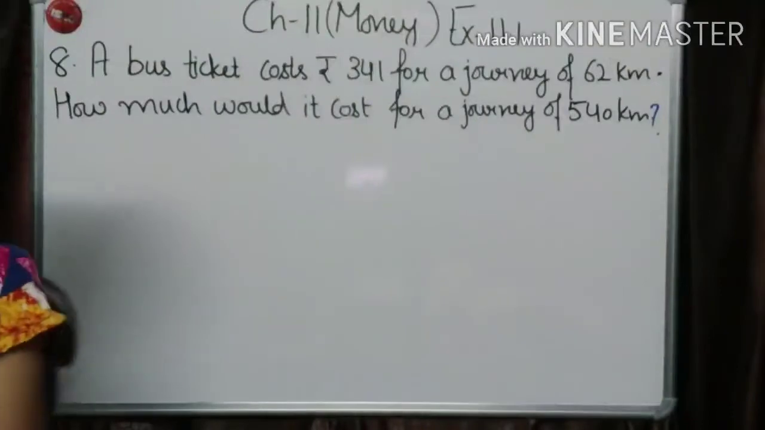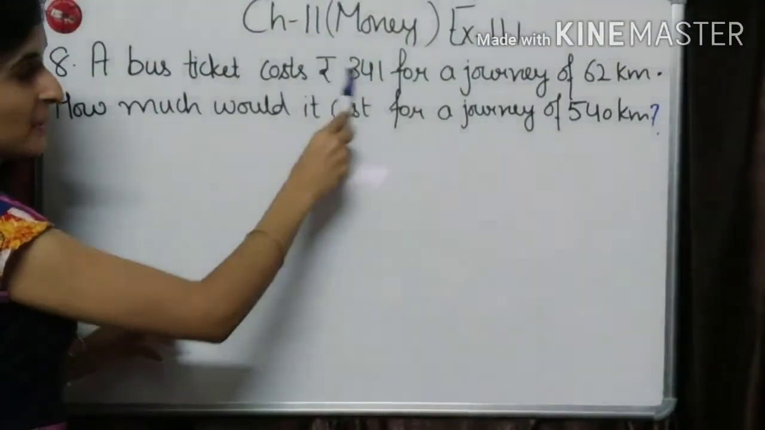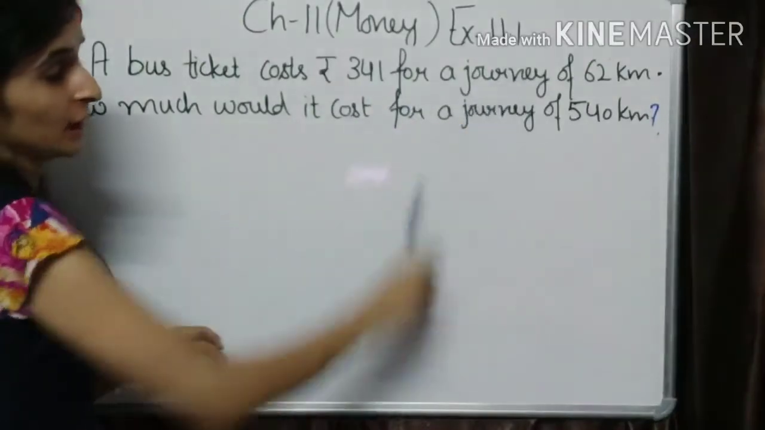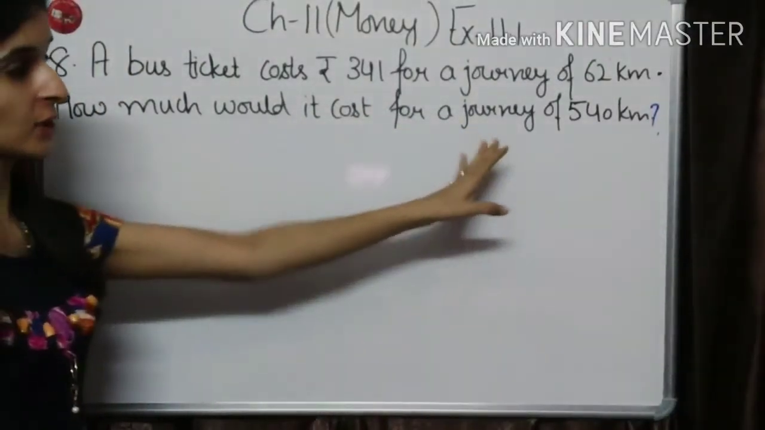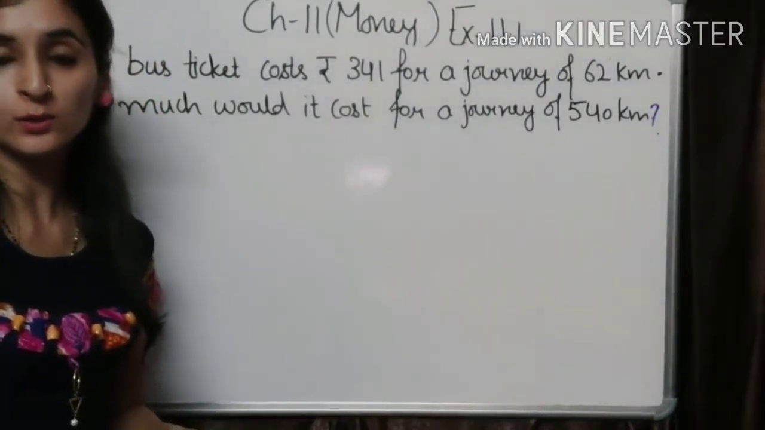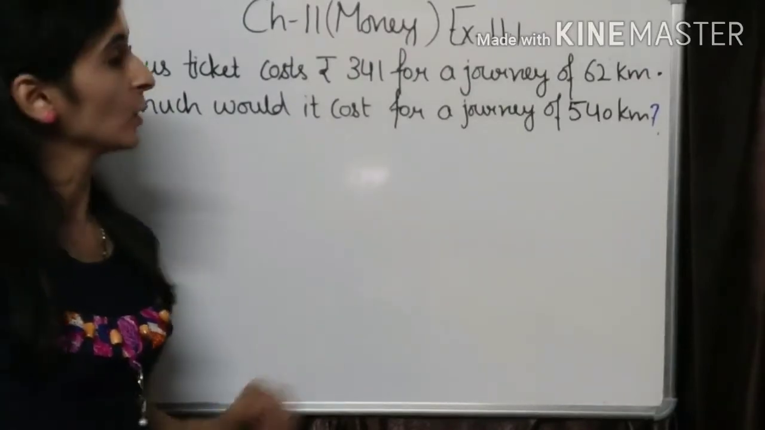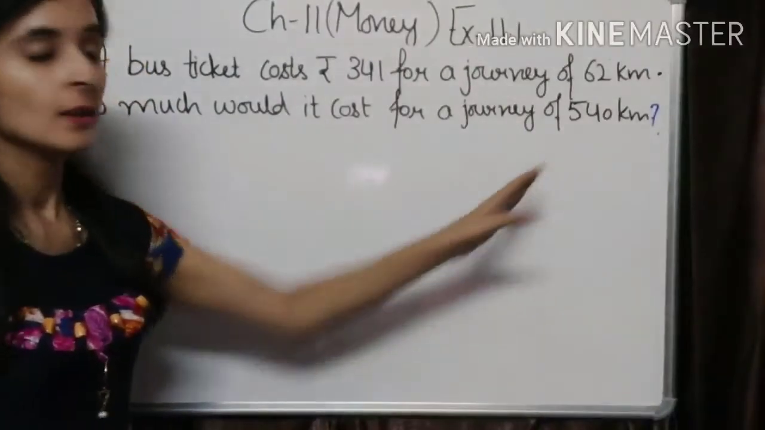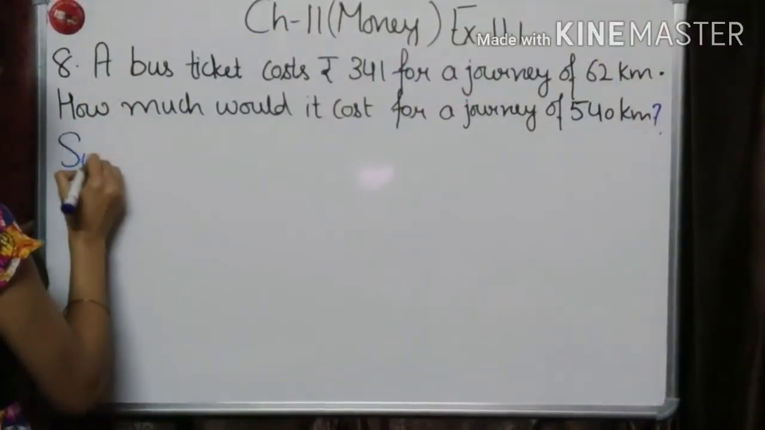Then the next question is question number 8. A bus ticket costs rupees 341 for a journey of 62 km. How much would it cost for a journey of 540 km? So we have been given the cost of a ticket for 62 km and we have to find out the cost of a ticket for 540 km. So let us start finding.